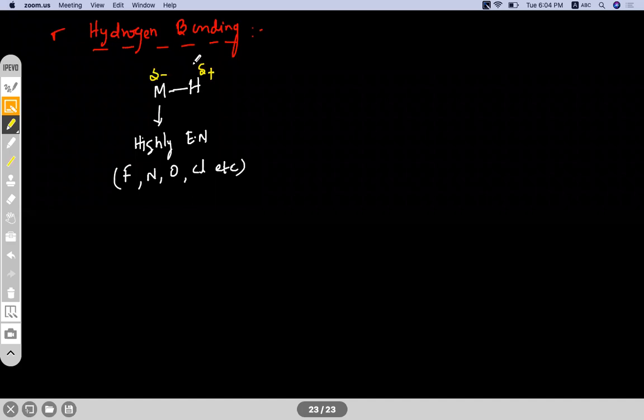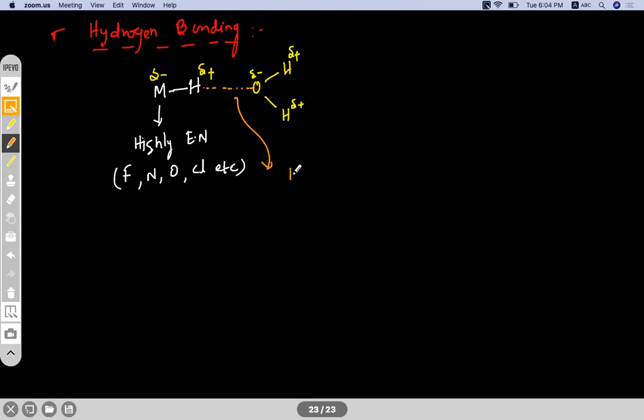Now suppose you have another electronegative element, say oxygen, with hydrogen and hydrogen. It is like this, delta positive and delta negative. Oxygen is also a highly electronegative element. Now when these two atoms come closer, this electronegative atom and this hydrogen, there will be an electrostatic force of attraction because of the delta positive and delta negative charges. This electrostatic force of attraction is hydrogen bonding. Copy this down.